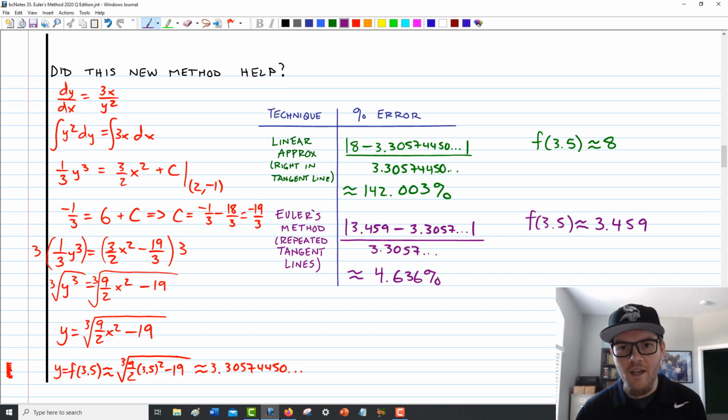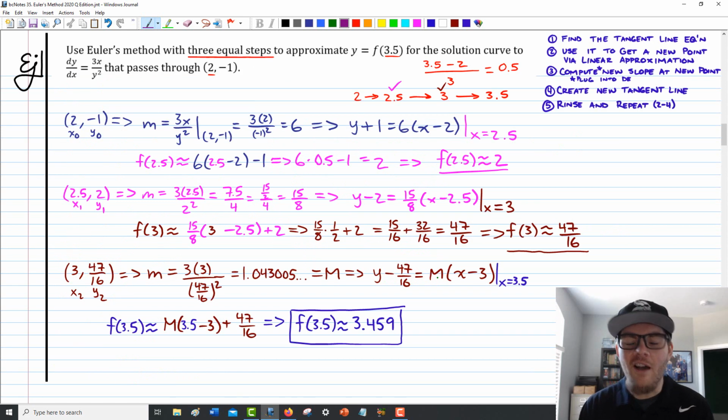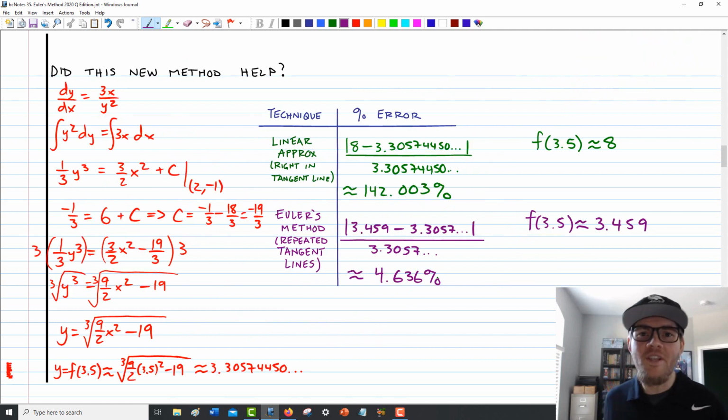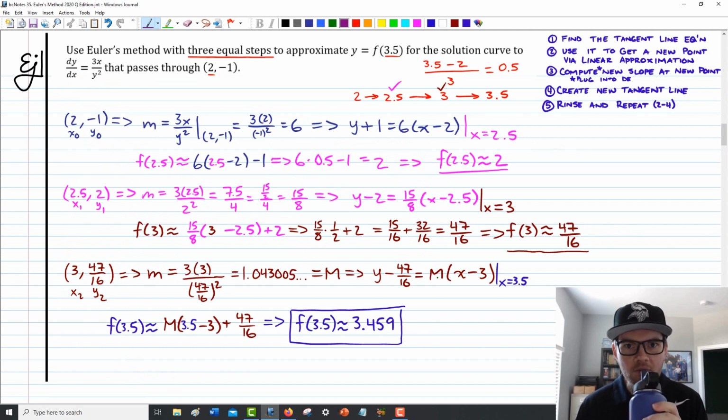I'm no expert in percent error, but if someone gives me the option when measuring something important to me of either having 142% error or 4.6% error, at a little extra cost, I mean, there's a little extra cost of doing some work and popping out our calculator, I'm going to take the one that's 4%. That's just a huge improvement for what was just a little bit of calculation, like a 5-minute calculation.